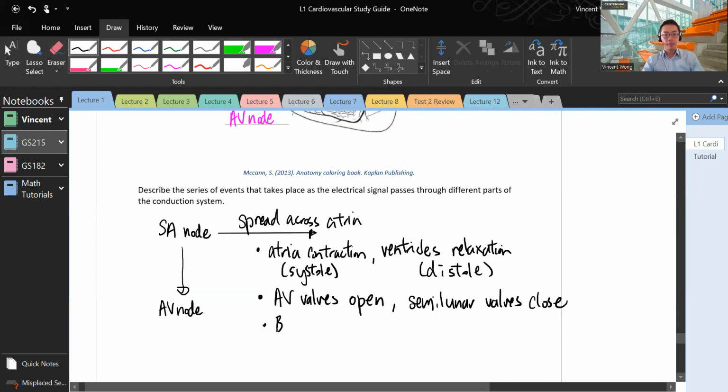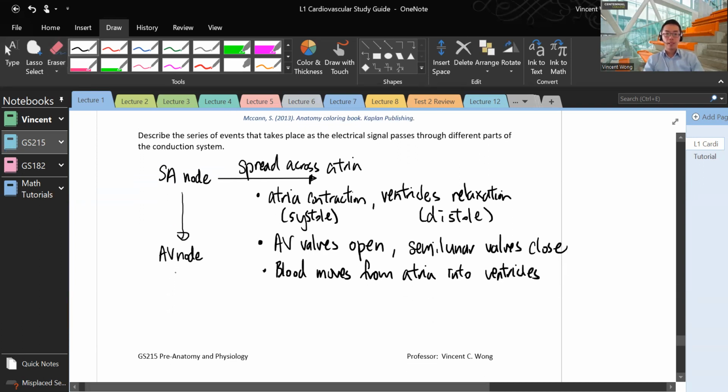And then blood moves from atria into ventricles. And then the signal from the AV node is going to go to the Purkinje fiber, right, through the AV bundle, right? Purkinje fiber. Okay. And then basically, what happens next is the complete opposite of this. Okay, so you can do that on your own. I'm just going to verbally tell you.